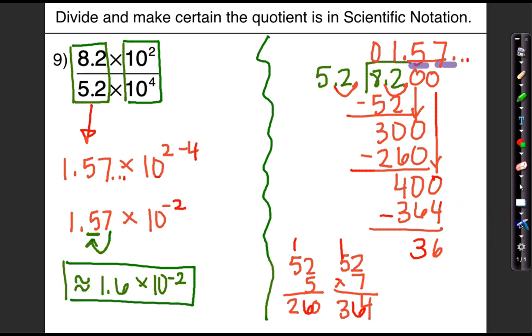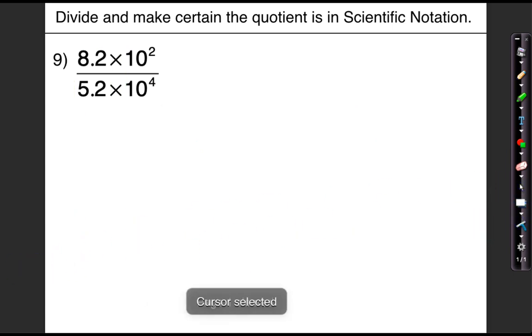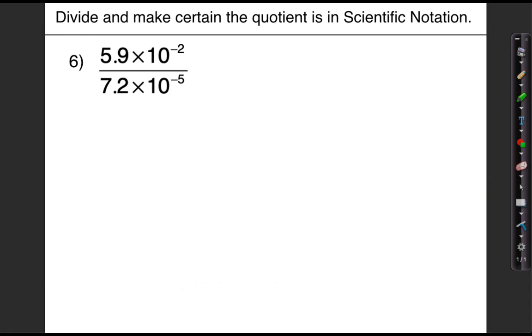Now we're going to go ahead and move on to another example that's going to be slightly more challenging. So we're going to go back to number 6. I apologize, we are skipping around a lot, but let's go ahead and do number 6. It says divide and make certain the quotient is in scientific notation.